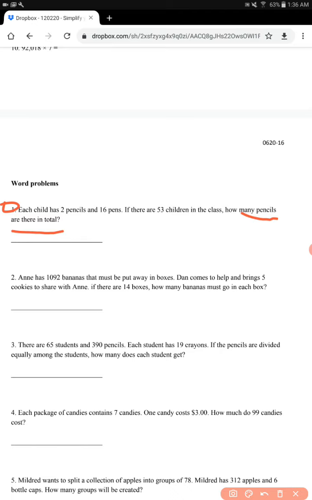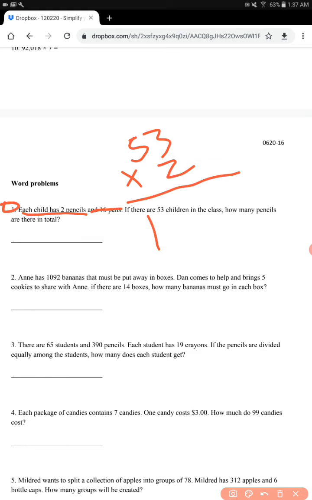In this situation, the 16 pens do not matter for this problem, since it's only asking for pencils. So we have 2 numbers here: 53 children, and each child has 2 pencils. To solve this, we'll just multiply, since every single child has 2 pencils and there are 53 children. So 53 times 2 is just 106.